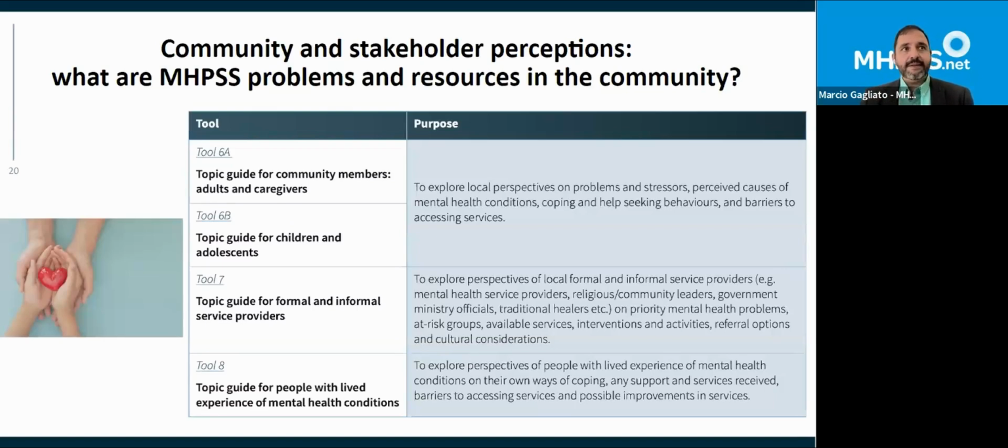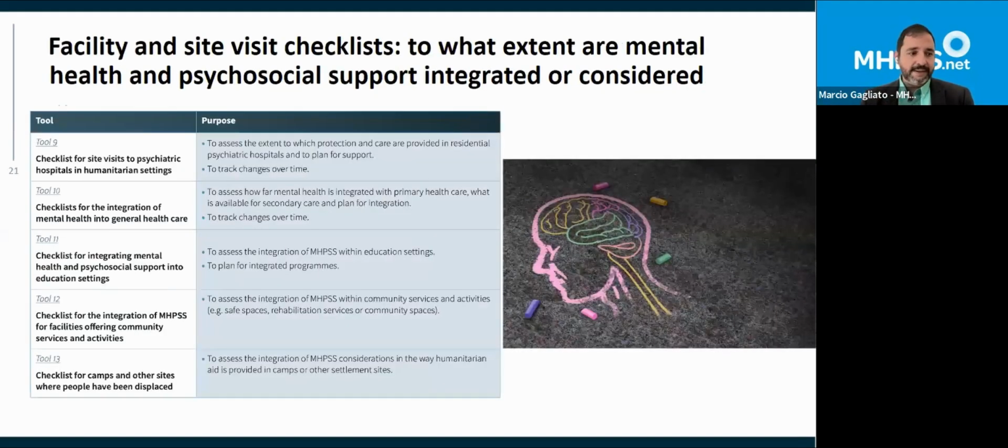And the next slide, please, the last slide, is what we call the facility and site checklist. These are instruments, different checklists for going to psychiatric institutions, health institutions, education settings, and community settings, and what to observe when doing that, how to conduct those visits in a way that can be informative for the assessment that is taking place.